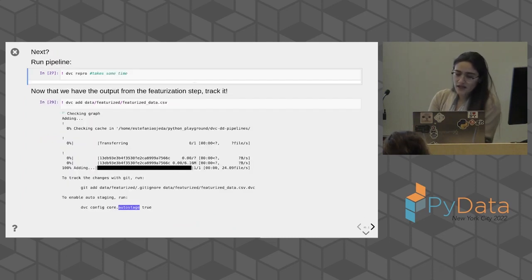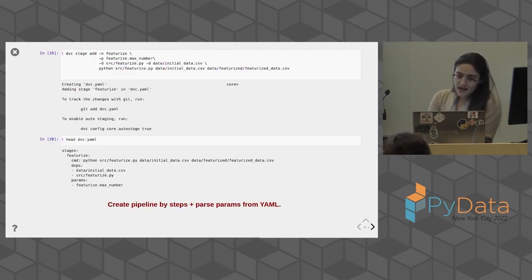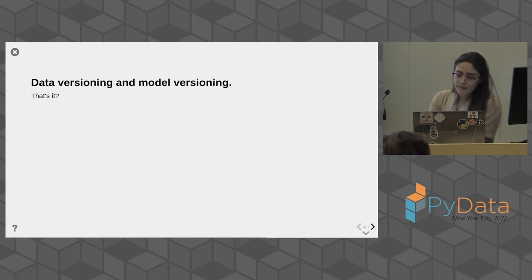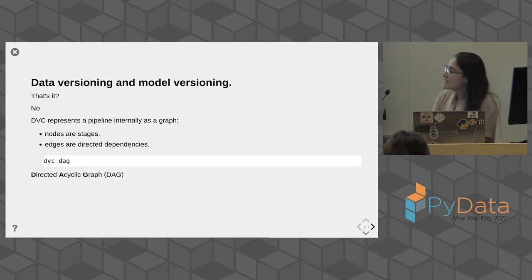So I just need DVC stage add and DVC repro to get a running step in the pipeline. So that's how we version data. And that's it? Well, no, that's not it. Actually, DVC has very cool features, and one of my favorites is DVC DAG, that is a directed acyclic graph. And what we have is a cool ASCII plot of what we are doing in our pipeline.